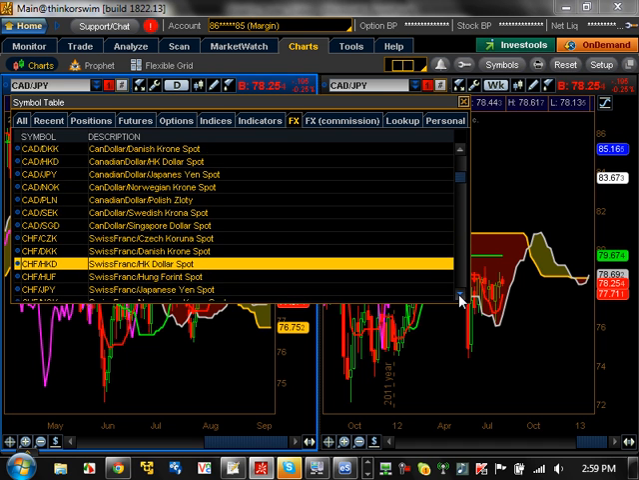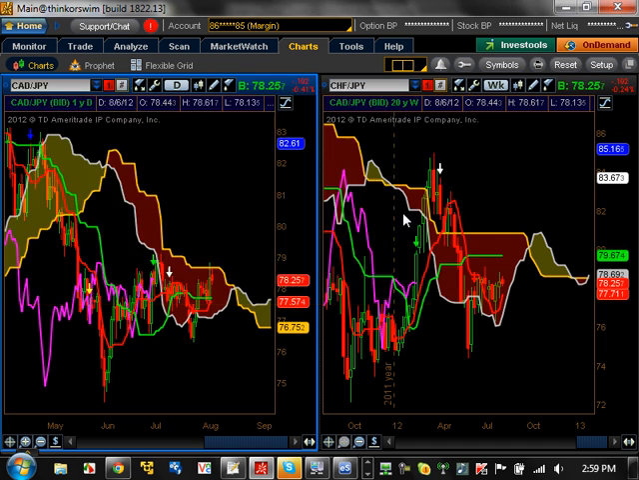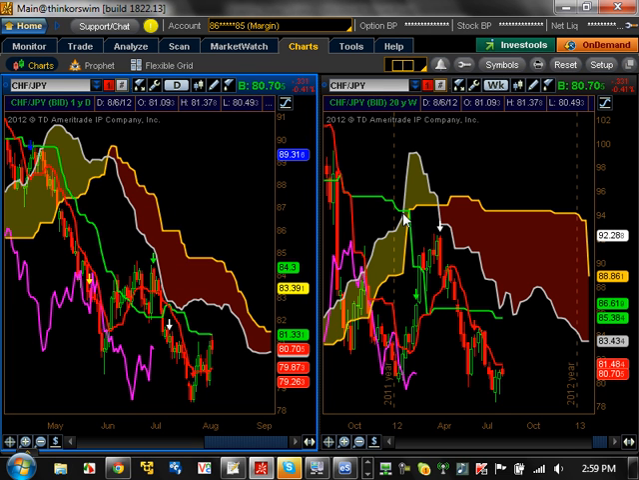Let's see, Swissy, we'll just cover the Swissy pairs in a minute. Swissy Yen, we'll look at that one here. If you look at Swissy Yen right now, major resistance level is going to be 81.33, which we kind of bounced off. Major support is going to be 79.87.